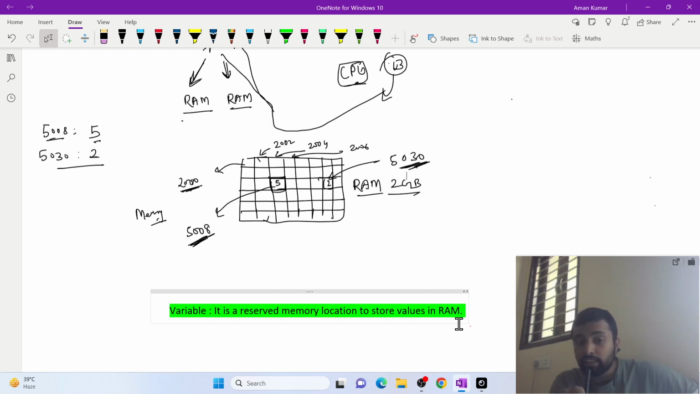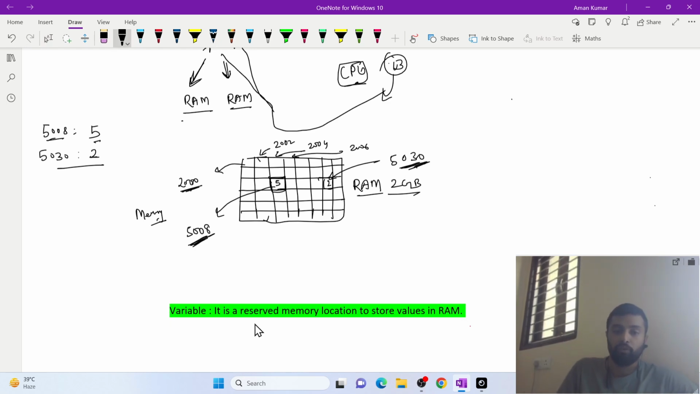A variable is a rigid memory location to store values in RAM. So this 5008 and 5030, we can simply say, is the variable. The task of this variable, or memory location, is to store any kind of value, because at this memory location any value can be stored. Let's say it could be 2, it could be 5, it could be 9. Similarly, this memory location can store any value, like 5 or 10, 9 or 12, or any kind of value.